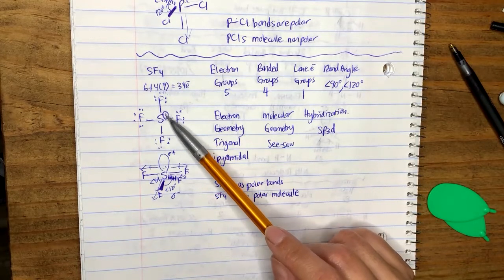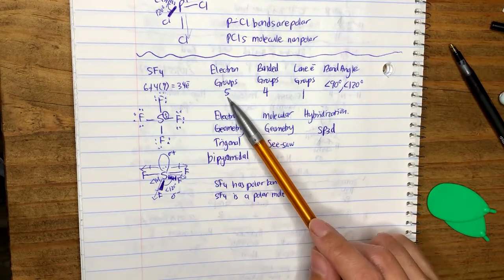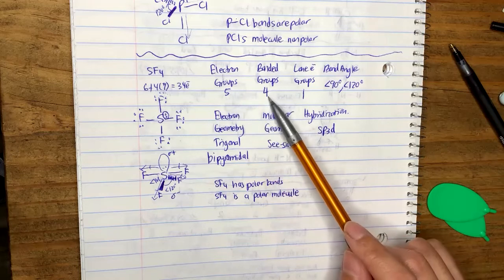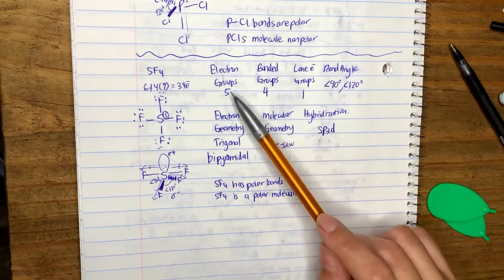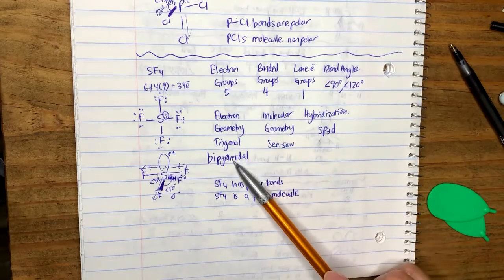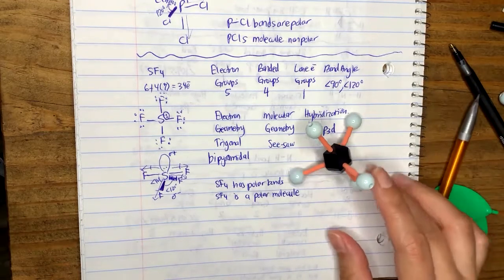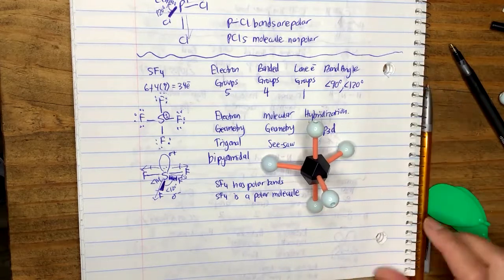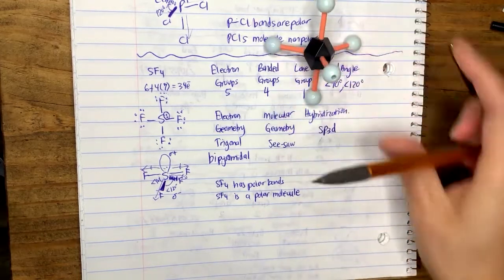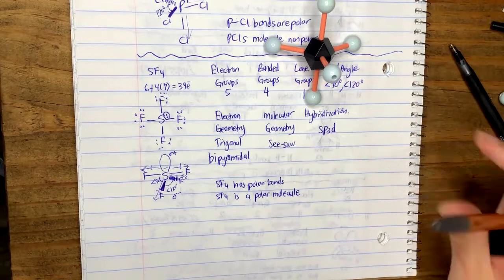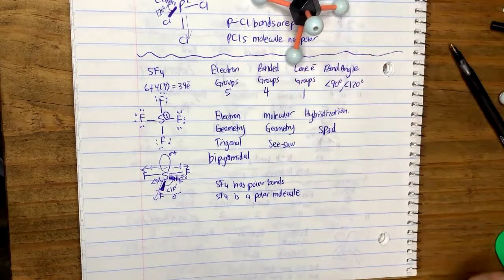In the expanded octet, you have sulfur with 2 extra electrons, a lone pair. So 5 are electron groups, 4 of them are bonded, 1 of them is lone. Because it's 5 groups, the electron geometry is called trigonal bipyramidal, kind of in this shape. And the hybridization is still sp3d.